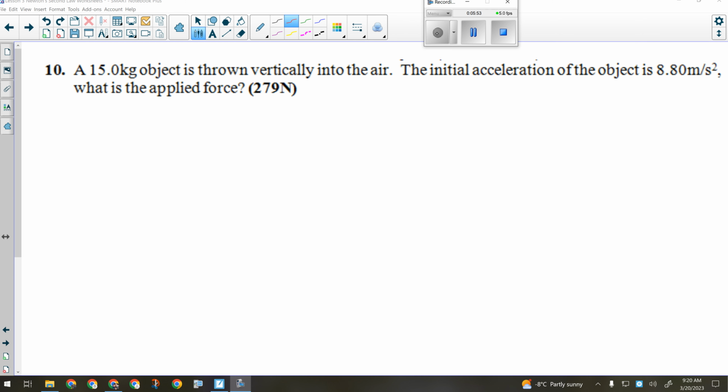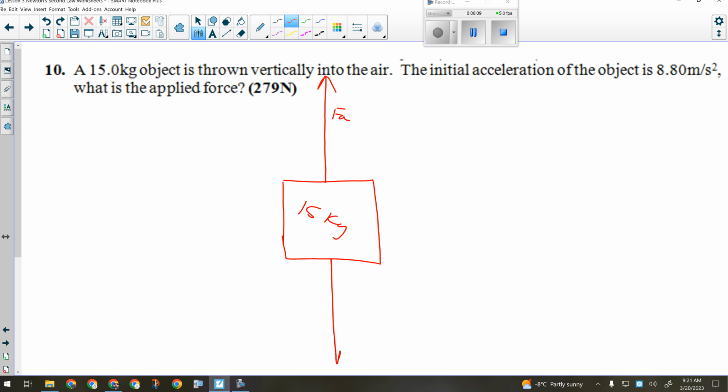So in this situation, I've got the object, 15 kilograms, being thrown upwards by an applied force that I'm being asked to calculate. What other force is acting on it? Gravity. Which I can calculate right off the bat because I know it's m times g, so it's going to be 15 times 9.81, so that's going to be 147.15 newtons.